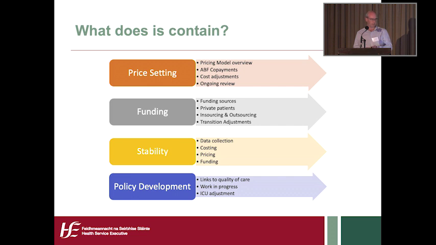It talks about funding, so what are the funding sources, what happens with private patients. There's a piece on insourcing and outsourcing, which has become very relevant, given what Brian McCarthy and Brian Donovan have been working on lately in relation to the private hospitals and waiting lists. There's a section on stability and how we try to assure that the prices are as stable as they can be year on year, while still reflecting clinical practice and changes in underlying costs. And then the piece on policy development, how we're going to go about that, and what changes we're proposing to look at over the next number of years.